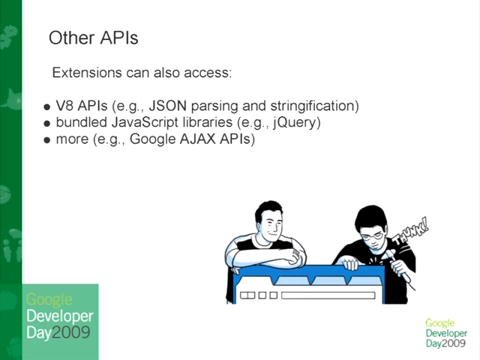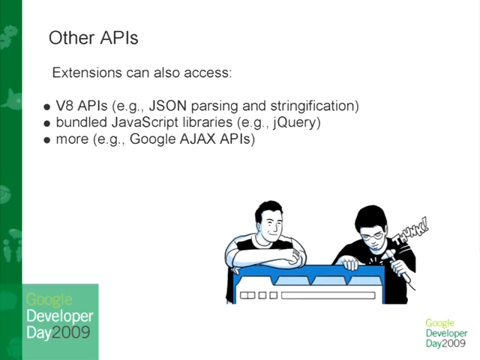Next, we have V8 APIs, and V8 in particular has JSON support that's built into it. When we look at some code later, you're going to see that I'm using our native JSON APIs to parse JSON. And this is obviously particularly useful if you're making XHR requests.